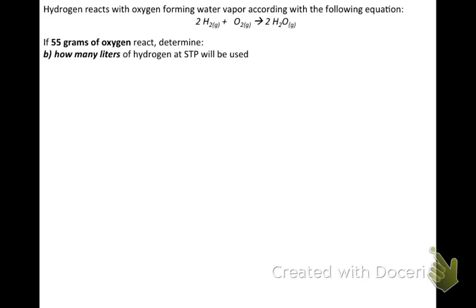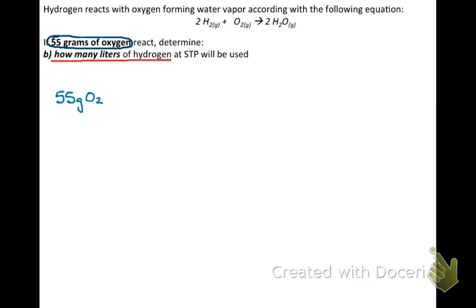This is part B of problem number 1. Again, we start with the 55 grams of oxygen, but now the problem asks to calculate how many liters of hydrogen will be used in the reaction to produce the 61.87 grams of water. So we start with the 55 grams of oxygen. But now we need to get to liters of hydrogen.